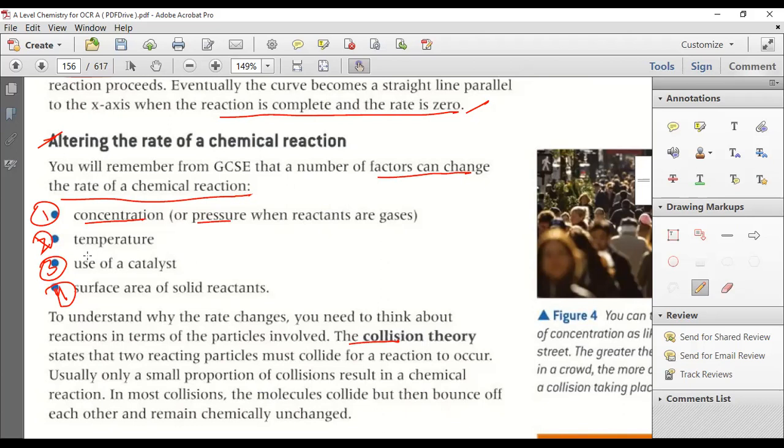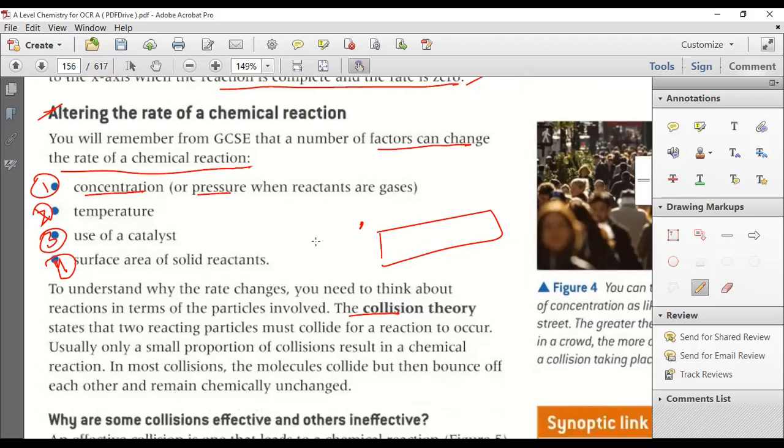For example, if you have a big log of wood, you can't put this log of wood on fire with the help of a single matchstick. But if I convert this log of wood into small particles, that is sawdust, in powdered form, then if you use a matchstick, it can easily catch fire. So in this way, all these things can alter the rate of a chemical reaction.